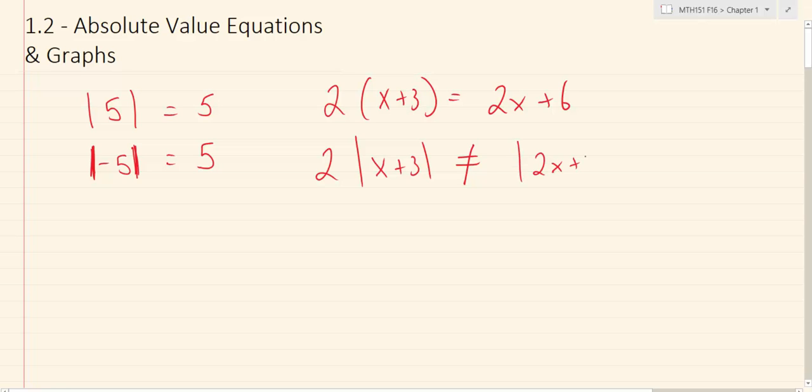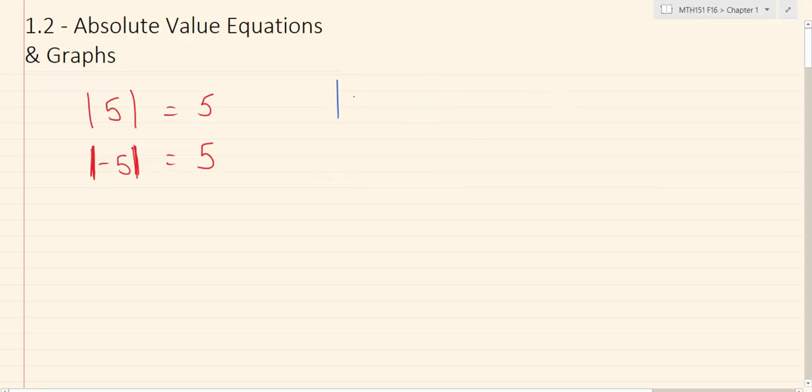Absolute value of 2x plus 6, that's something. 2x plus 6, absolute values, I don't know. It's not equal to any of this stuff. You cannot distribute inside absolute values, okay? Absolute value of x equals 3. What's x equal to? Positive 3, you're saying? Or negative 3? So there's two answers?